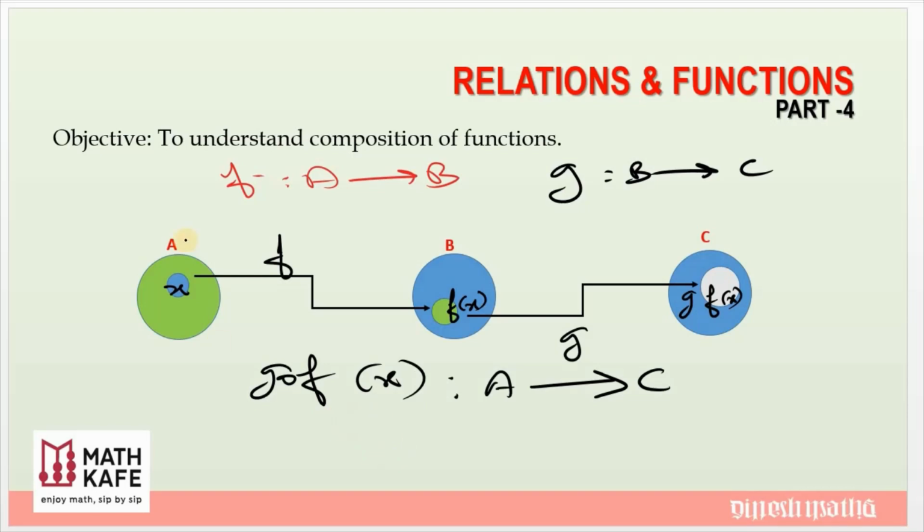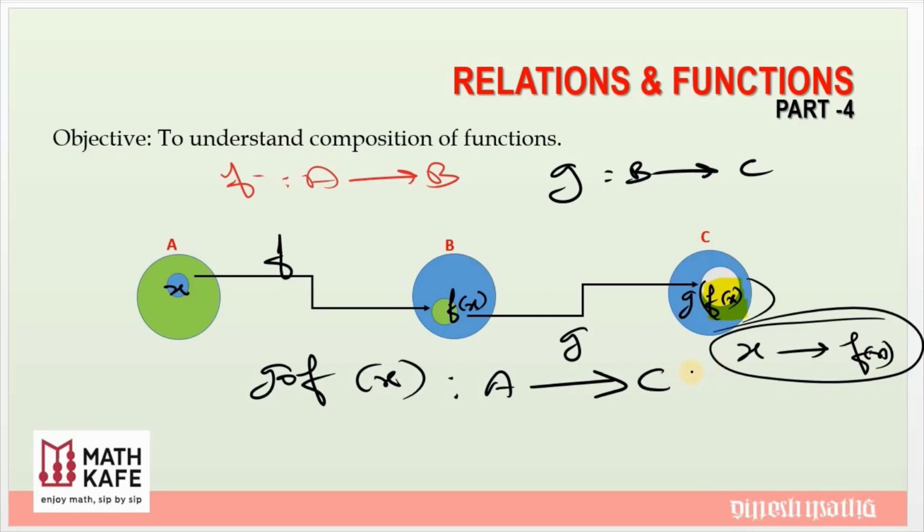So in simple sense, what is that? If you notice, you can clearly understand the meaning of this composition, or how you practically use it. See, in g, instead of x, I have replaced what? f of x. That's the simple meaning of g of f of x. In g, the x is replaced by f of x. That is what is called g of f of x.